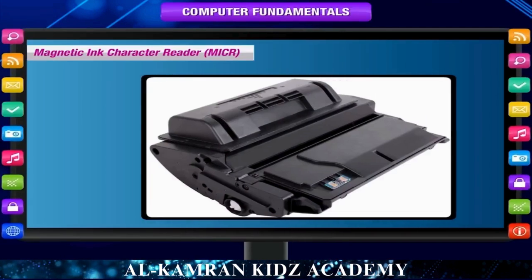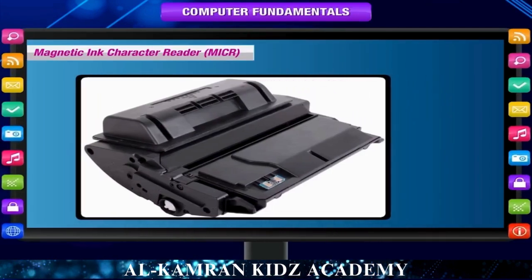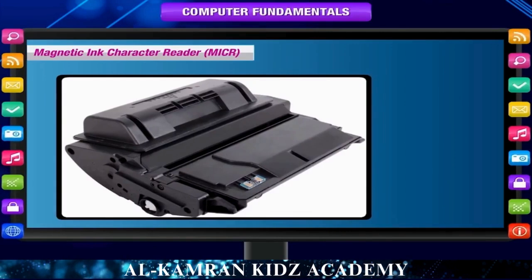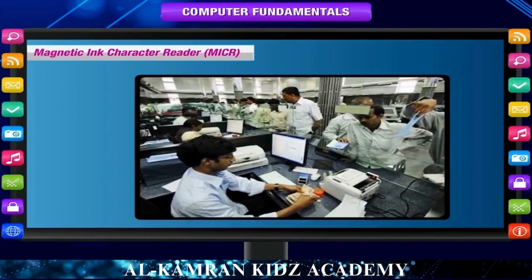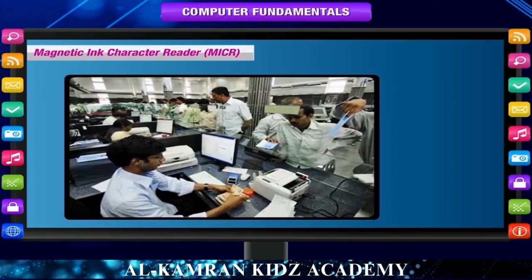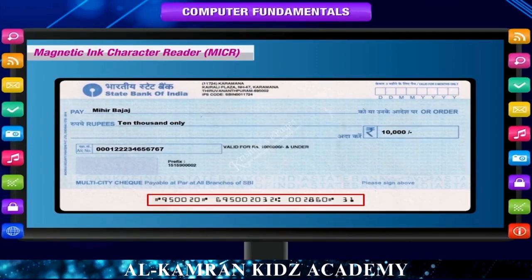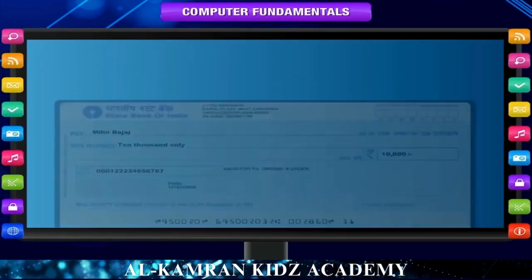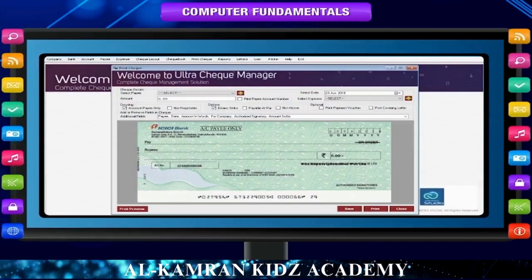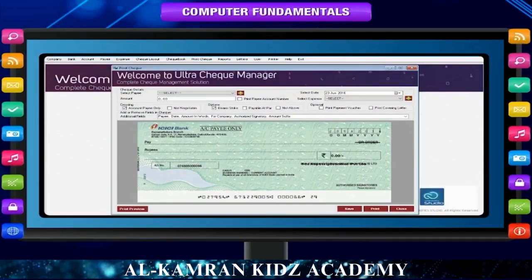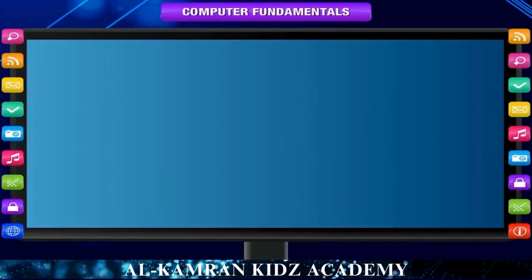Magnetic Ink Character Reader (MICR). The MICR input device is generally used in banks to process a large number of checks every day. The bank's code number and check number are printed with a special ink that contains particles of magnetic material that are machine readable. An MICR reads the characters and sends them to the computer as input. The main advantages of MICR are that it is fast and less error prone.